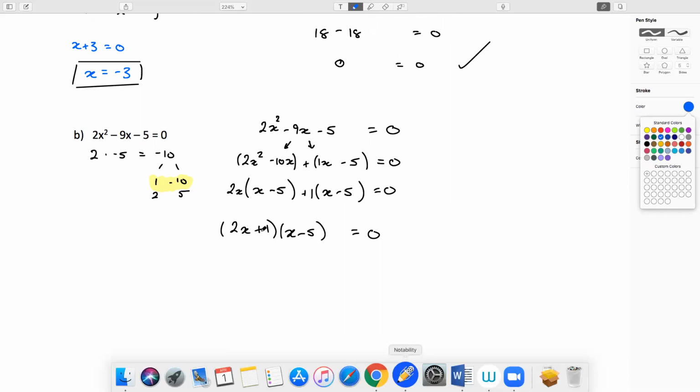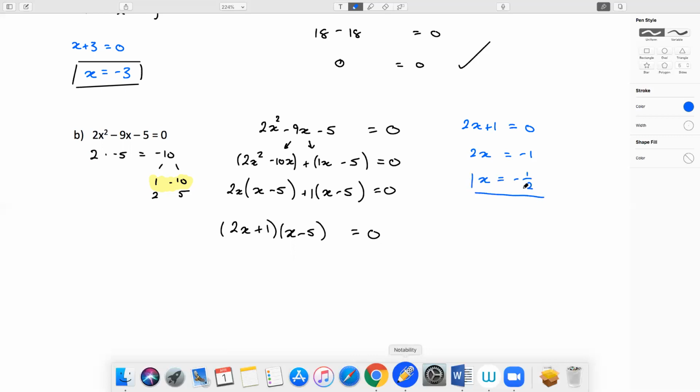We'll start with 2x plus 1. 2x plus 1 equals 0. We'll write it out by hand for now, but a lot of times once you've done this for a while, you can just figure out what x is by looking at the bracket in your head. For now, I'd like to see the work. So 2x plus 1 equals 0, move the 1 over. 2x equals negative 1. We need to get rid of our 2. So x equals negative 1/2 is one of our solutions.